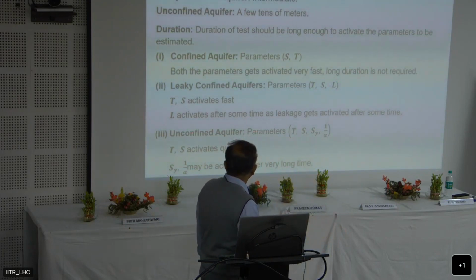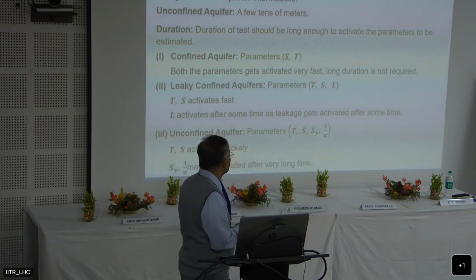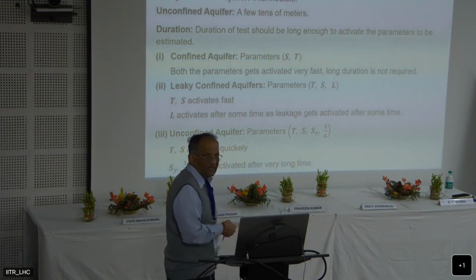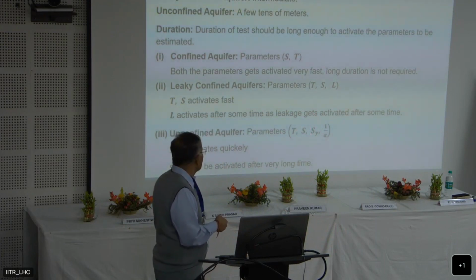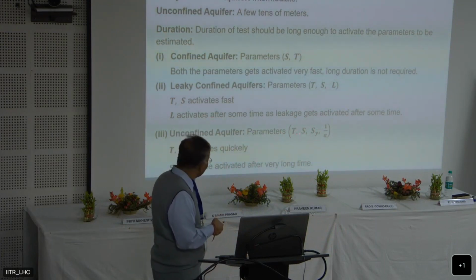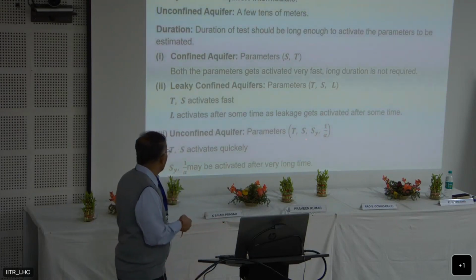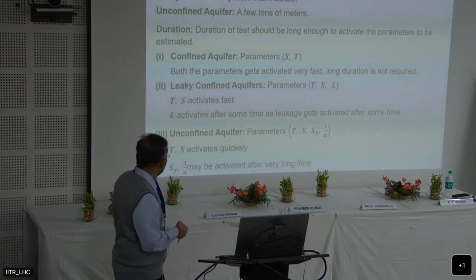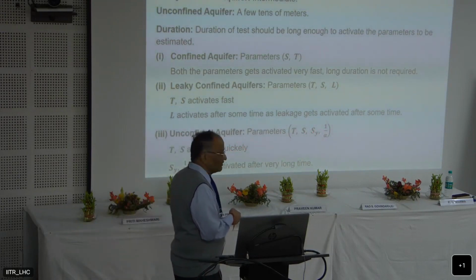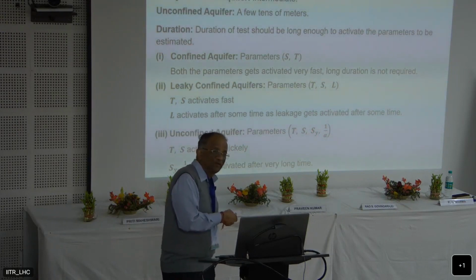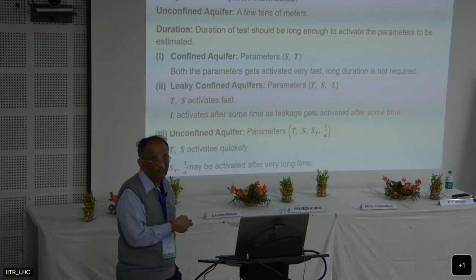In unconfined aquifers, we have four parameters to be estimated. One is the transmissivity; actually, it is not the transmissivity, it is the hydraulic conductivity. S is the storage coefficient, Sy is the specific yield, and 1 by alpha is the delay index. So these four parameters are to be estimated. To get Sy and alpha, even in unconfined aquifers, we have to run the test for quite a long time.